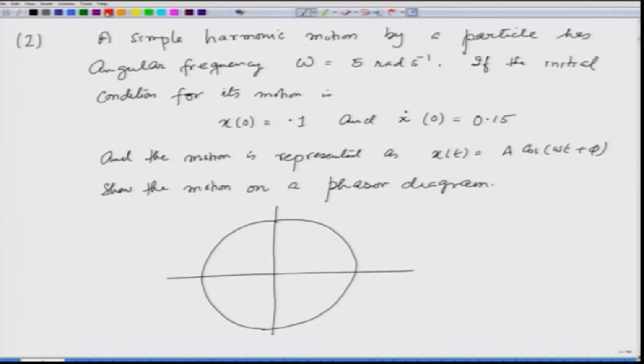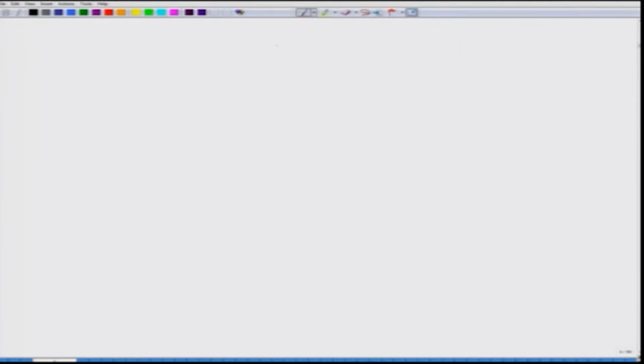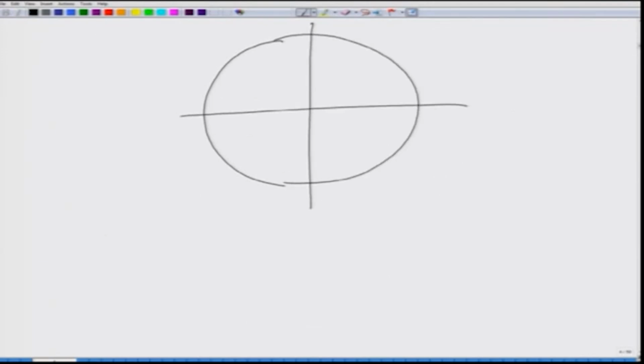what do I do in this case? I make a vector which is rotating like this, and its projection on the x axis gives me A cosine of omega t, where A is the radius or the amplitude of the motion. In the present case, if I again make this circle, at t equal to 0, x is greater than 0 and x dot is also greater than 0. And keep in mind that this phasor is rotating counterclockwise.